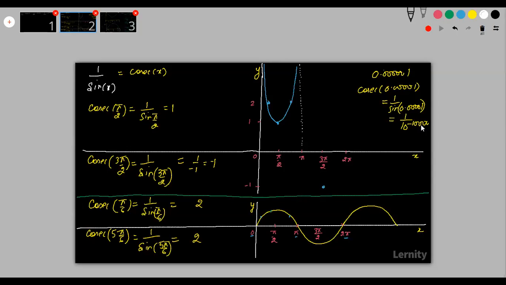It will not be continuous. It will not be a continuous graph. This is breaking. I told you, na.